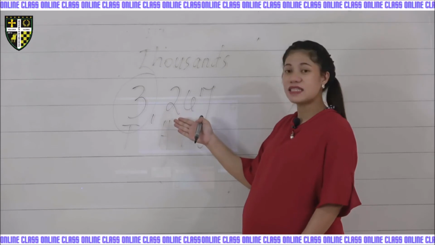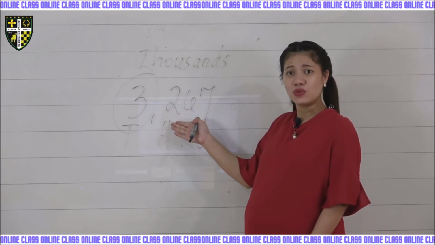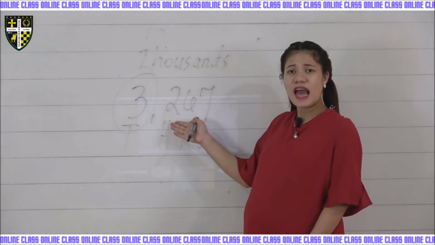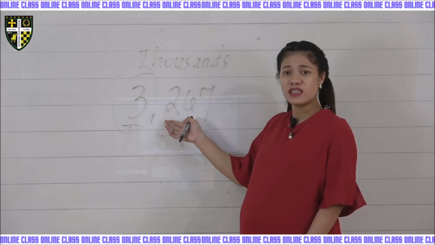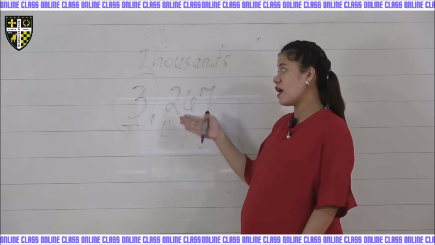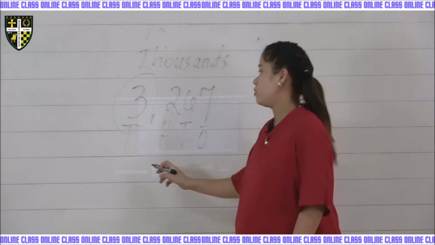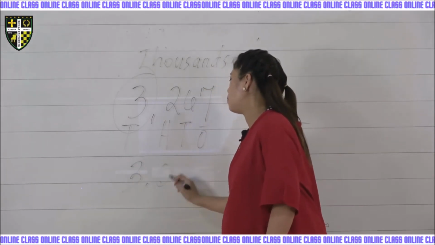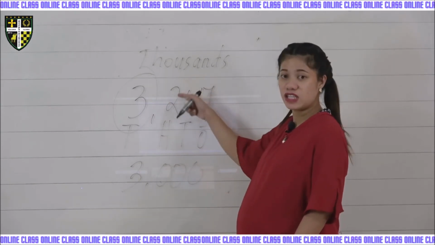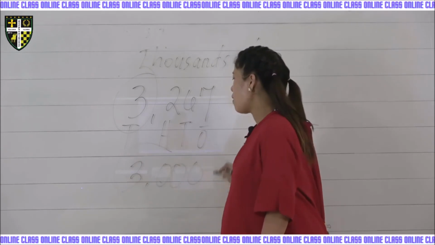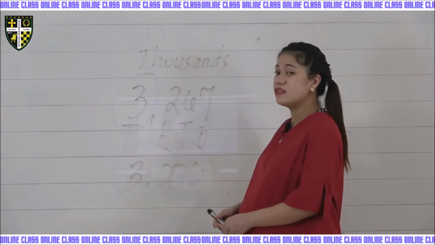So at the right side of 3 is 2. That means we have to round down the digit. We have to change this 2 to 0 and so on. So we have 3, then just put 3 zeros. So our answer will be 3,000.